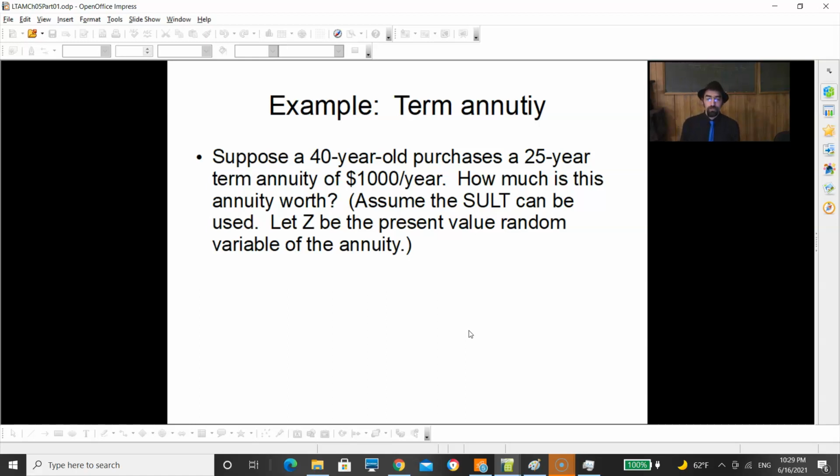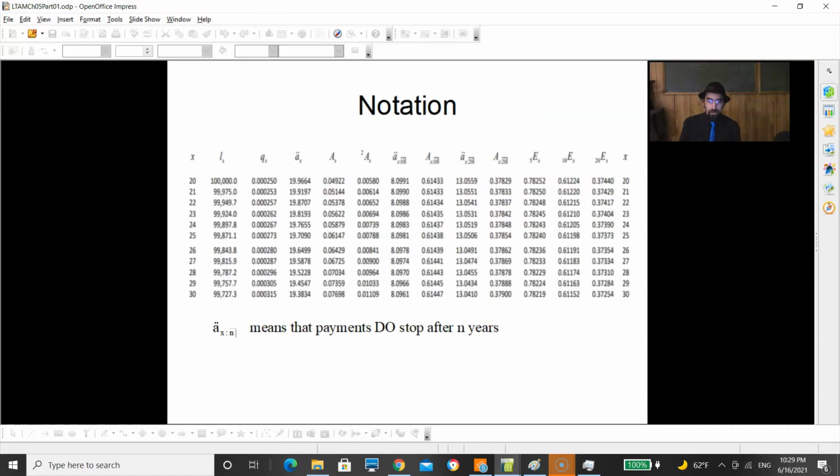So as an example, suppose you have a term annuity. Suppose a 40-year-old purchases a 25-year term annuity of $1,000 a year. You can ask, how much is this annuity worth? Using your standard assumptions. So a term annuity, if it were a 10 or 20-year term annuity, you could just look up a double dot x colon angle 10 or a double dot x colon angle 20.